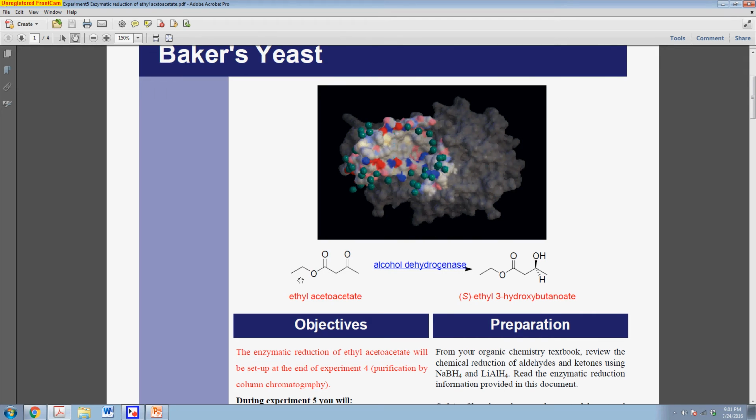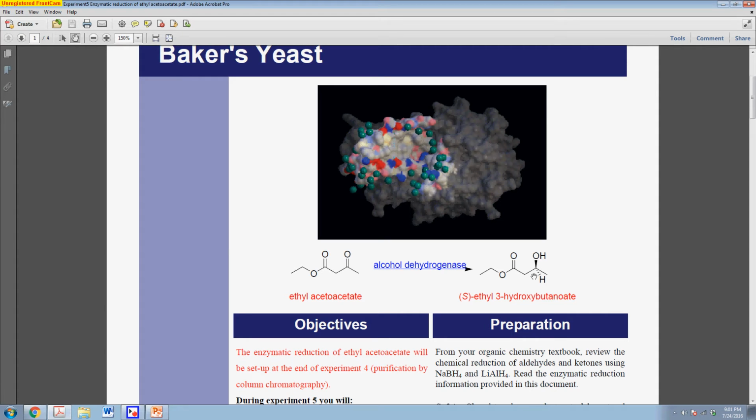Here is the overall reaction that's going to occur in this experiment. We are going to take ethyl acetoacetate, and then we are going to incubate it with baker's yeast under fermentation conditions, and we're going to make 3-hydroxybutanoic acid, the ethyl ester of 3-hydroxybutanoate.